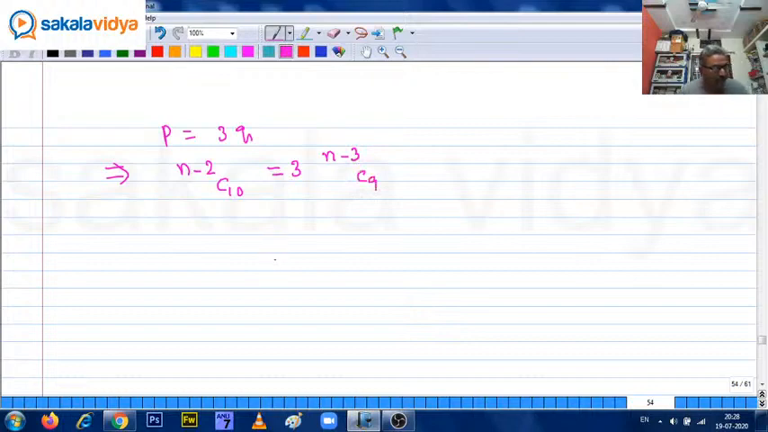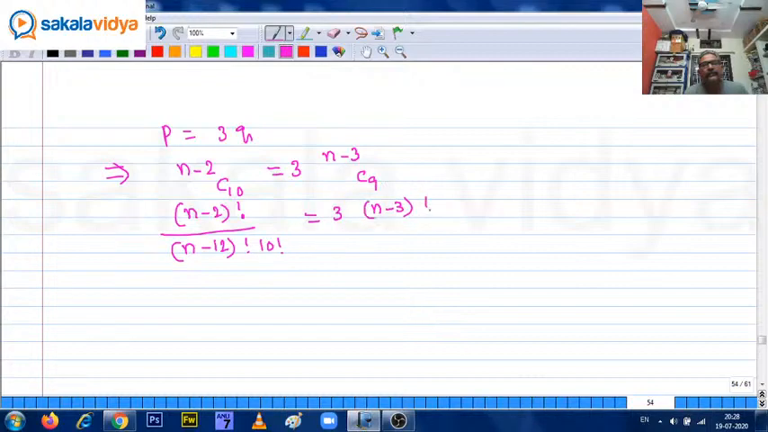So this we need to simplify. We can write n minus 2 factorial upon n minus 12 factorial into 10 factorial is equal to 3 times n minus 3 factorial upon n minus 12 factorial into 9 factorial. This n minus 12 factorial gets cancelled. Okay, a little bit of confusion, no problem. You can understand. Once again, you watch it now.